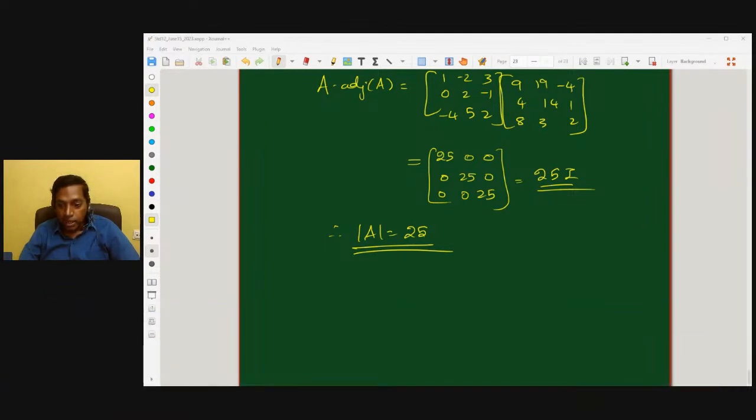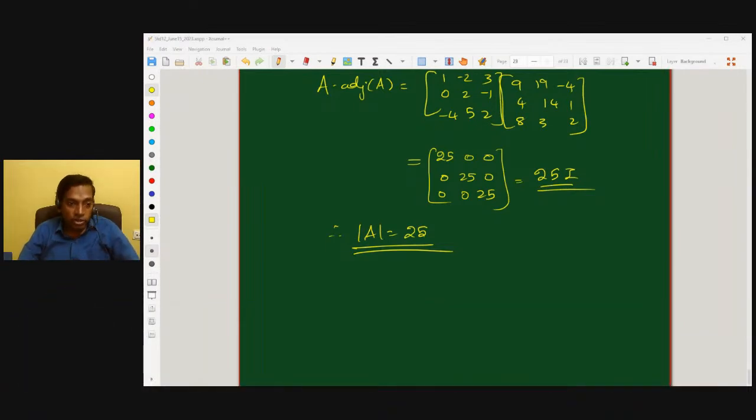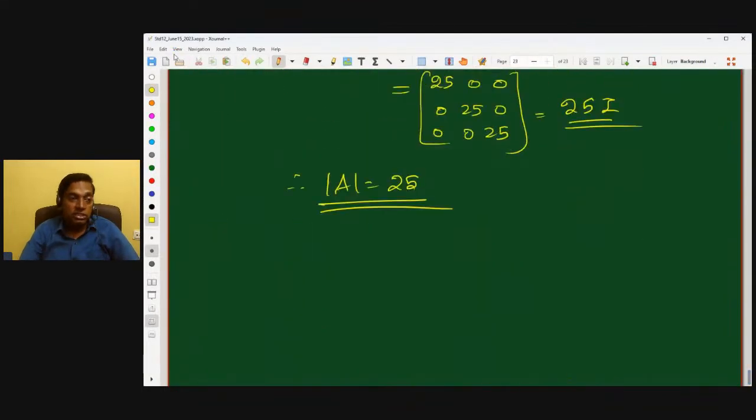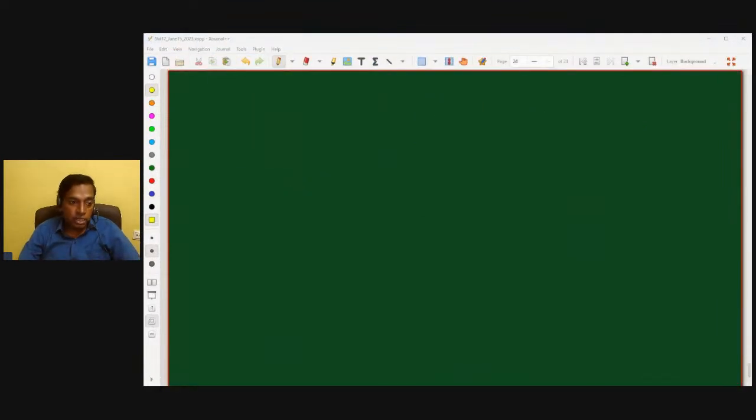Okay. I use A inverse is equal to 1 by determinant adjoint and pre-multiplication by A. Yes, if you find determinant A, you know A into adjoint A is 1 by, yeah, you can do that. But I asked you to verify it, Shreya. I wanted you to verify that A into adjoint A actually gives determinant A times I. That's what I wanted you to see. Okay. But anyway, so now let's go to question 3.